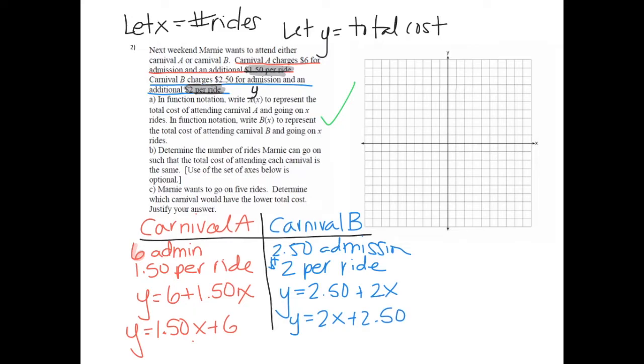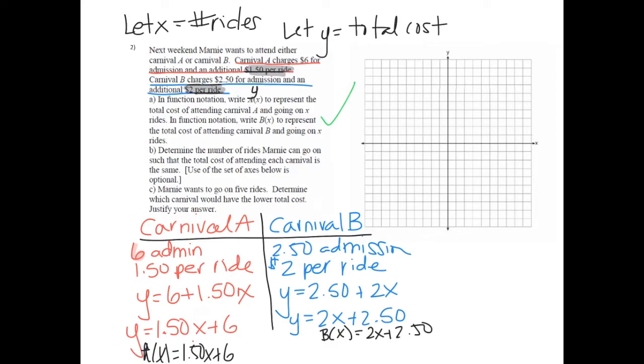Now, if you're being super thorough, remember for Carnival A, they want you to use A of X instead of Y. And then for Carnival B, you're going to use B of X. If you're super thorough. This is something that we'll touch base on more as the year goes on.